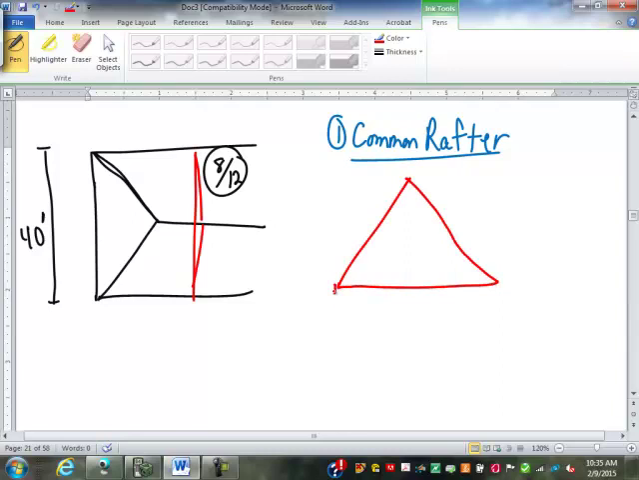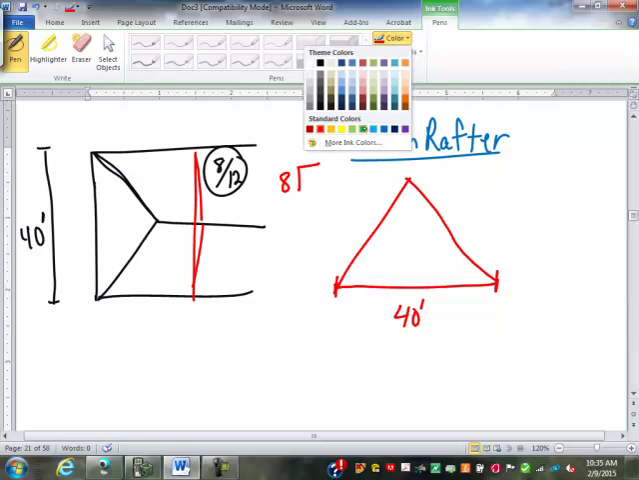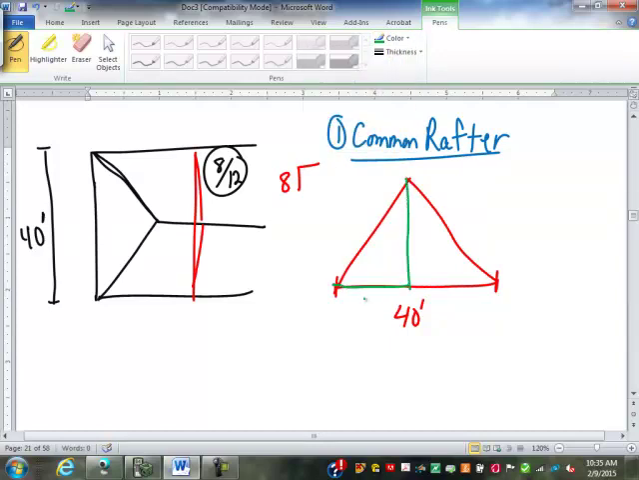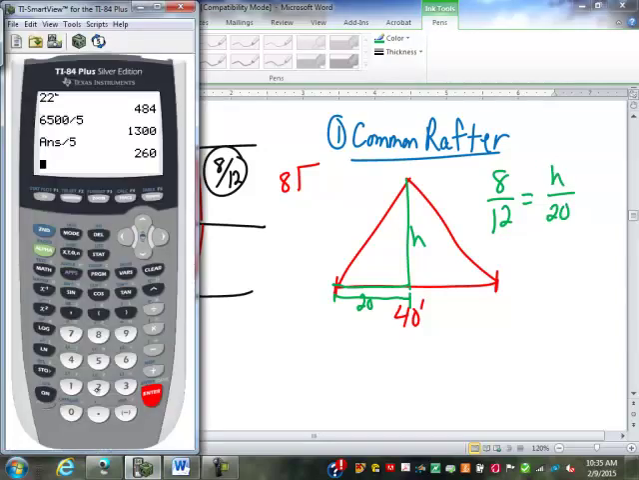The width of this, the span down here, is going to be how much? 40 feet. And it is an 8-12 slope. So what we're actually going to use is the 20 feet, the half span or the run of the rafter. We need to find the height. How are we going to find the height? Well, the 8/12 is the slope. It's going to equal h/20. So we're going to do 8 times 20 divided by 12, which is going to give us 13.33.